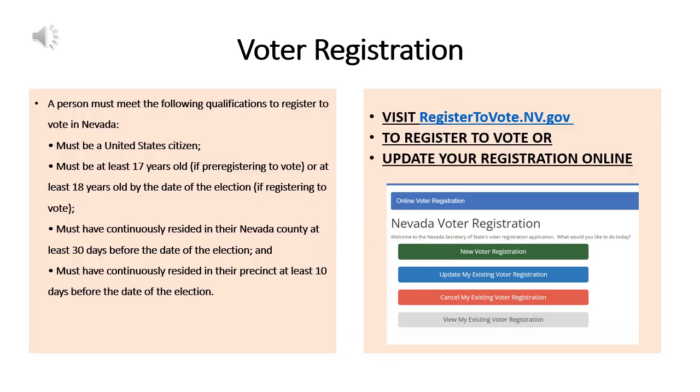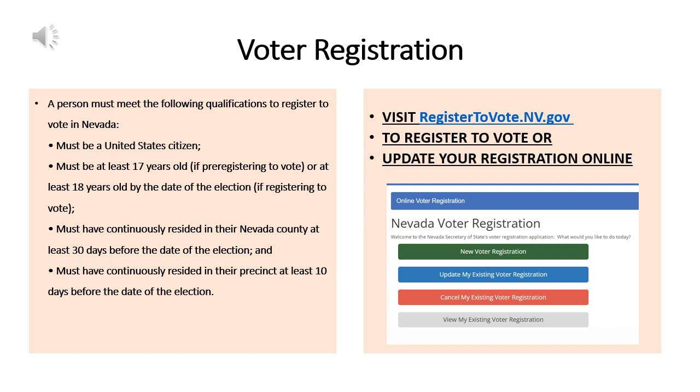Okay, let's start with voter registration. A person must meet the following qualifications to register to vote in Nevada. The person must be a United States citizen, must be at least 17 years old if pre-registering to vote, or at least 18 years old by the date of the election if registering to vote. Must have continuously resided in their Nevada county at least 30 days before the date of the election, and must have continuously resided in their precinct at least 10 days before the date of the election.